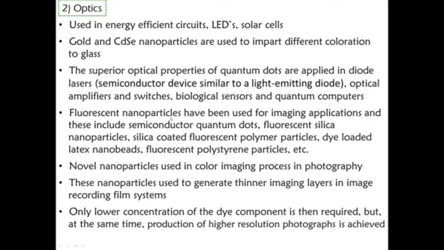Next, fluorescent nanoparticles have been used for imaging applications. As you know, fluorescent scanning can be done to detect a tumor or a heart block, etc. And these include semiconductor quantum dots. Quantum dots can be used because of their excellent fluorescent properties, and also fluorescent silica nanoparticles and silica coated fluorescent polymer particles. All these will normally be neutral in nature. They will not react with anything, so they can be used in the body.